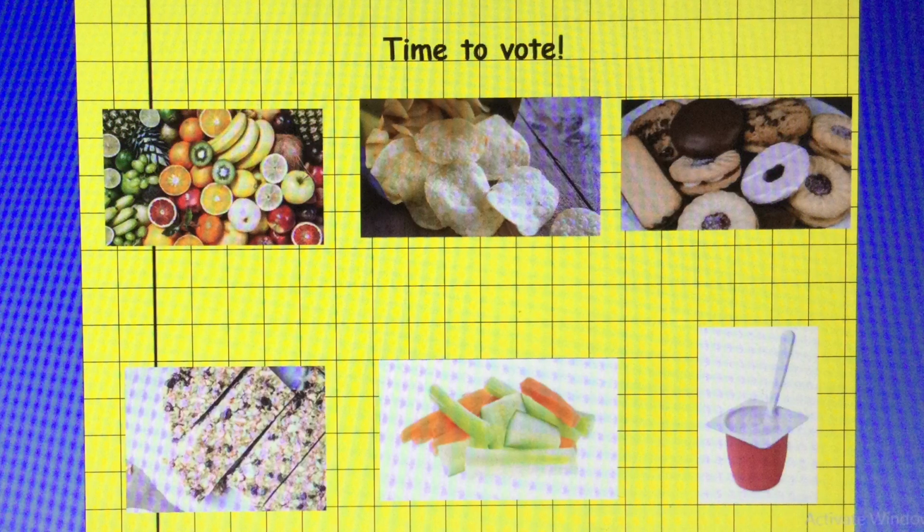It's important to remember that you and your friends can only vote once, and it has to be from one of these options. So you can vote for fruit, crisps, biscuits, cereal bars, vegetable sticks, or yoghurt.